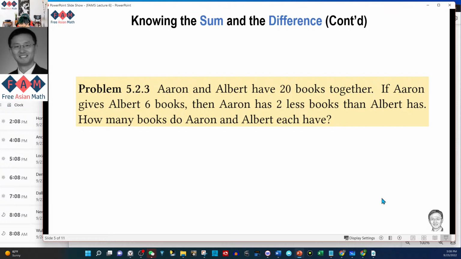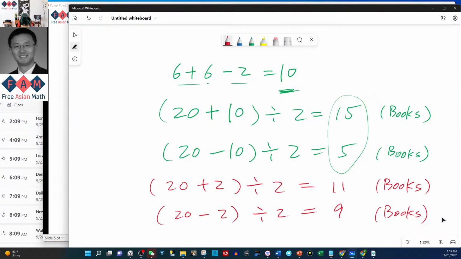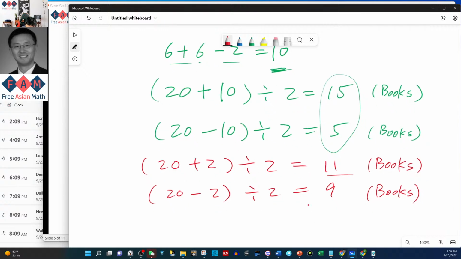Now it's quite simple. We just do the reversal. We still reason backwards. Now, Albert has 11, but that's only because Aaron already gave him 6 books. So Albert's actual number of books must be 11 subtracting 6, which equals 5 books. And of course, Aaron's actual number of books is 9 plus 6, which is 15 books.